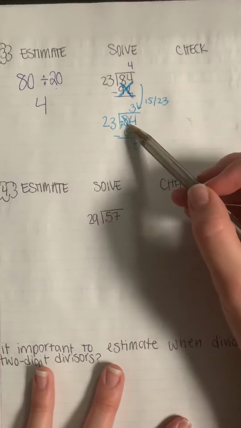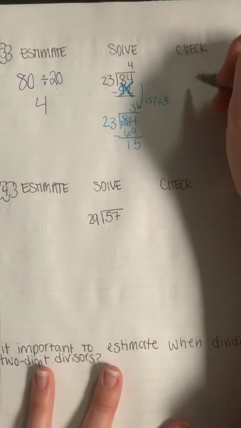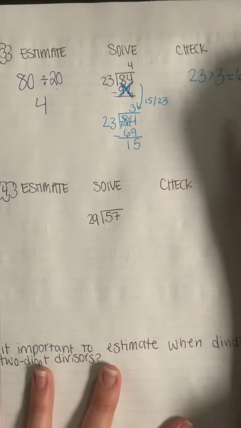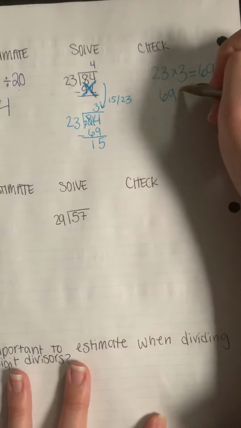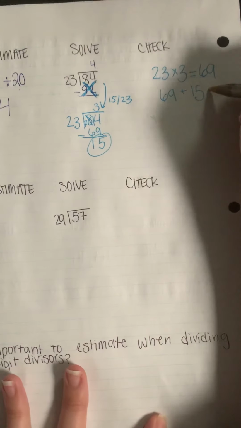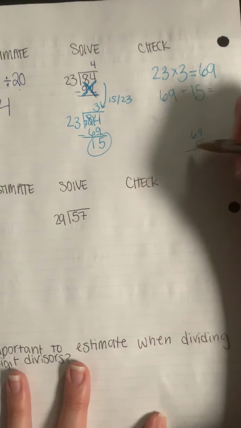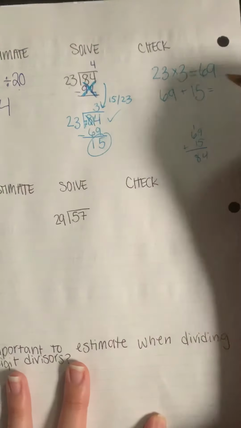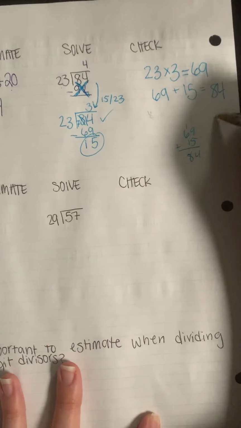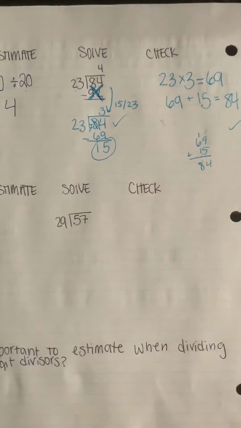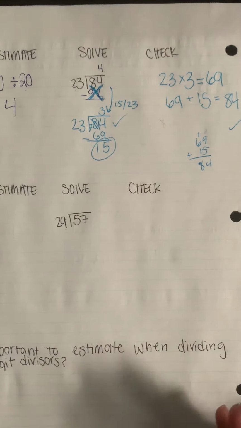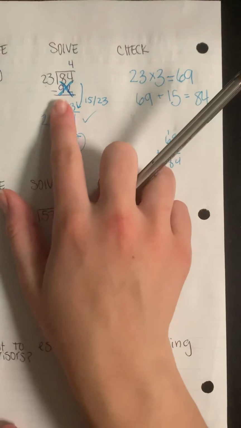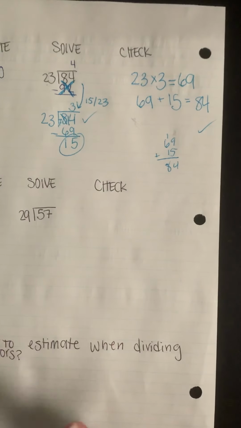So now when we're checking it, what we really had to do was 23 times 3, right? And that gave us 69. And then when we take our 69 and we add on a remainder of 15, let's see what we get. 9 plus 5 is 14, carry the 1, 6, 7, 8, 84. Yep, and that's what we started with. So if this happens to you, it doesn't mean that you don't understand the problem or that you did it incorrectly. It just means that you need to adjust your thinking. And we ended up with 84, which was the dividend that we started with. So we're on the right track.